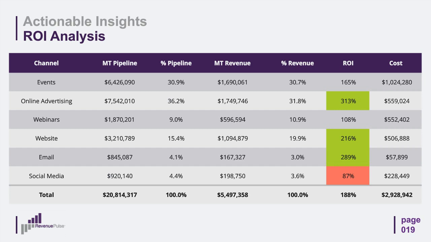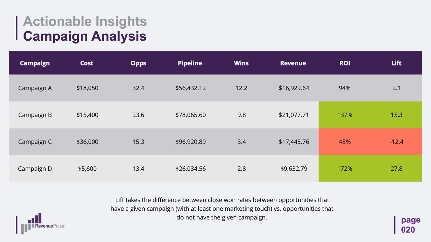Once we've looked at channels, we're going to want to make decisions based off of campaigns. Here we can do the same type of analysis with the different campaigns in a channel to understand, if we were looking at trade shows, which trade shows are performing the best. But the other thing we have access to beyond just the ROI is that LeanData provides a lift metric, which is extremely interesting and insightful. The lift metric is similar to plus-minus in sports. It tells you the difference between close win rates between opportunities when a given campaign is present versus opportunities that do not have a given campaign.